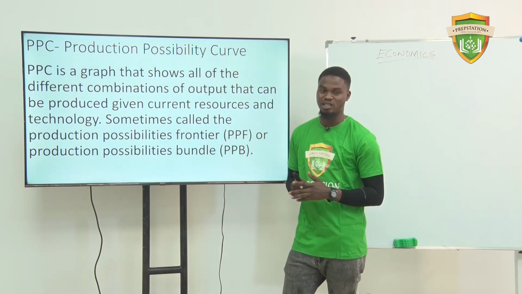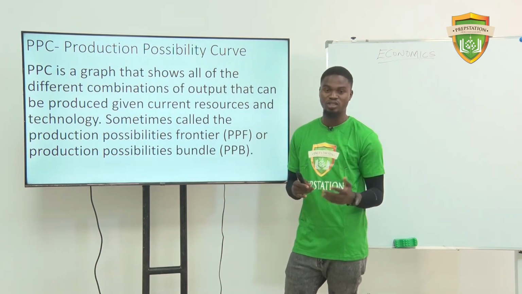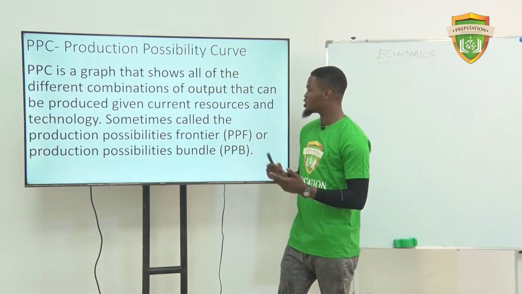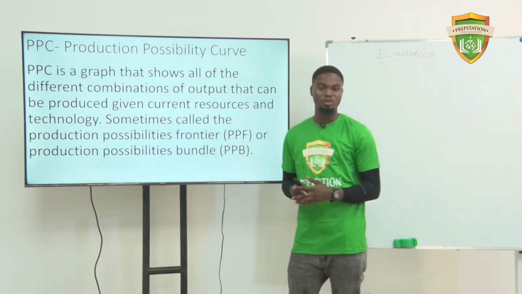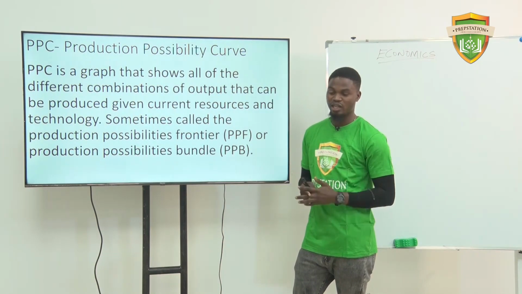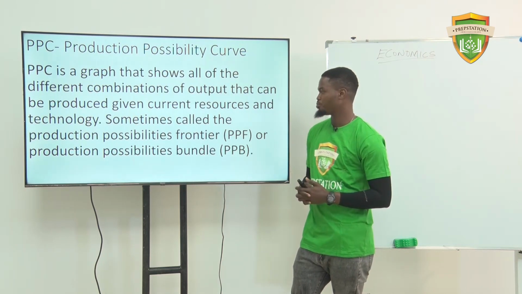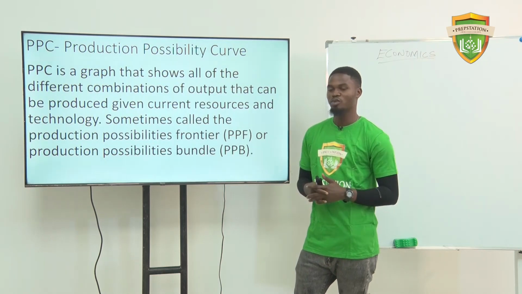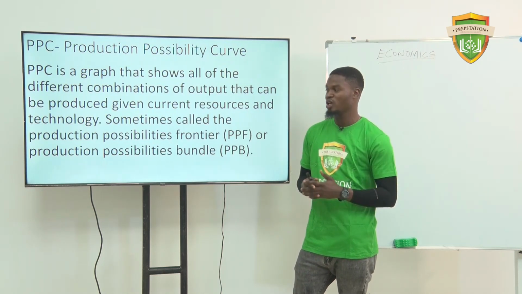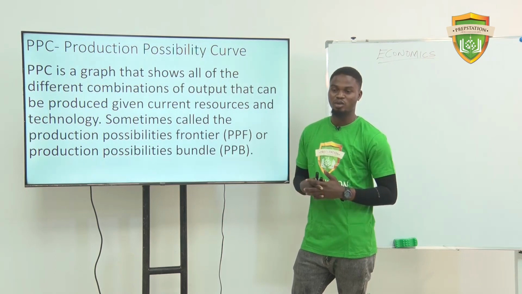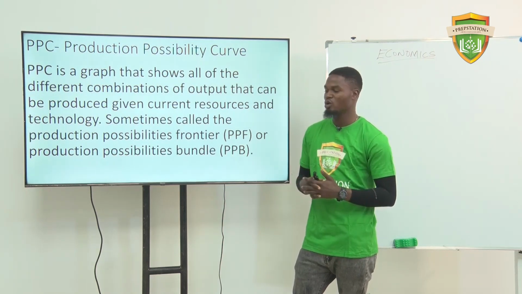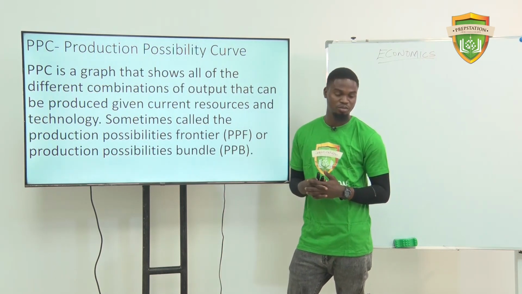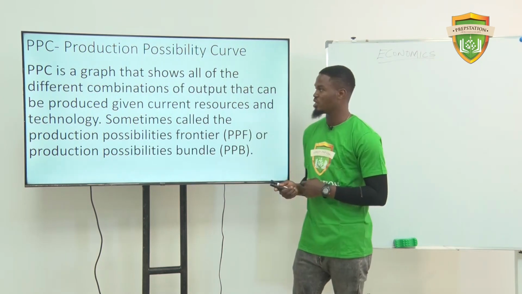So we have the PPC curve, which is a graph that illustrates or represents different combinations of outputs that a given economy can produce with a level of resources and technology. Sometimes it is called production possibility bundle or production possibility frontier. So should in case you are asked what other name we can call production possibility curve, you can either call it a production possibility bundle or a production possibility frontier.